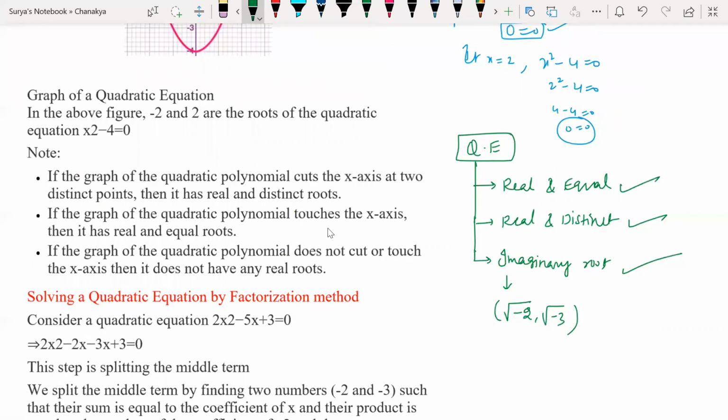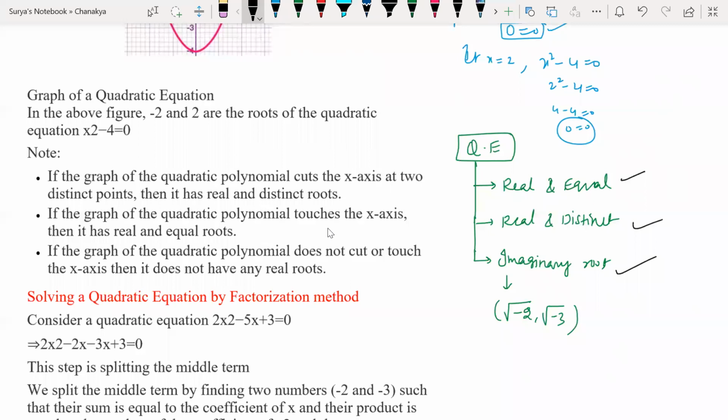Okay, let's see how the graph looks in these particular cases. In this particular case, how is the graph of the quadratic equation going to be? And when the roots are imaginary, how is the graph going to be? Let's see that. Look at this here.